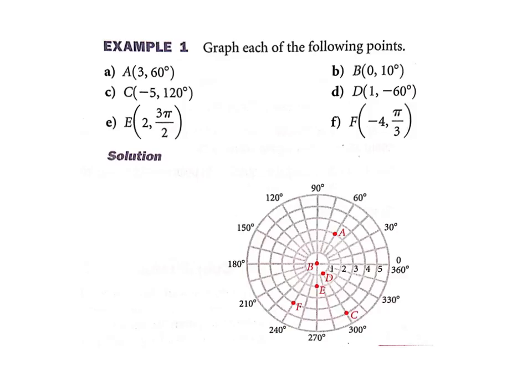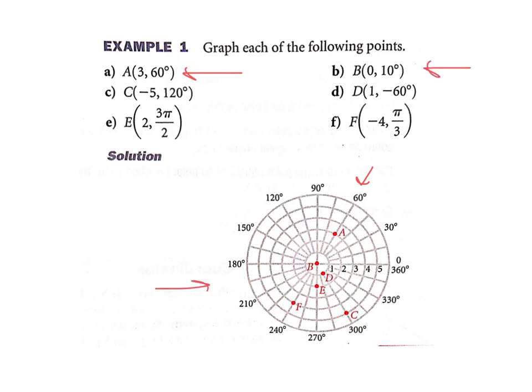Okay, graph each of the following, and what I did is I went ahead and put the picture down here of them already graphed out. But the first one, A, says (3, 60 degrees), so I found 60 degrees first, which is right here, and I go up to the third circle on the graph. Just so you know, I will be giving you polar graphs tomorrow, like the circles, so you'll be able to use those. So don't worry about having to draw that every time.